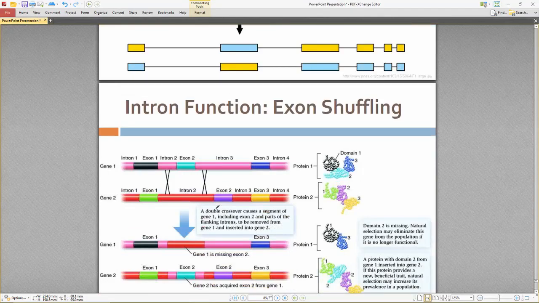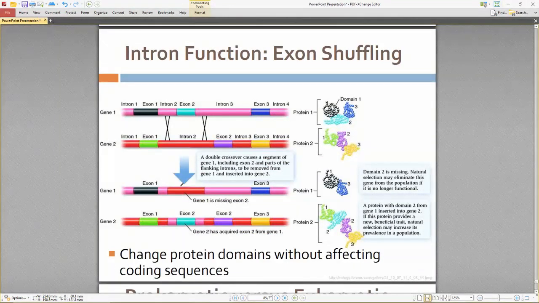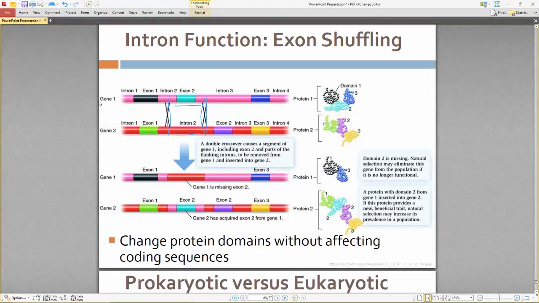Let's take a look at this. Gene 1 and gene 2. Let's say that they attach at this point. So let me draw a little line here. And they swap this section during meiosis. What happens? Gene 1 that originally had exon 2 has moved exon 2 to gene 2.